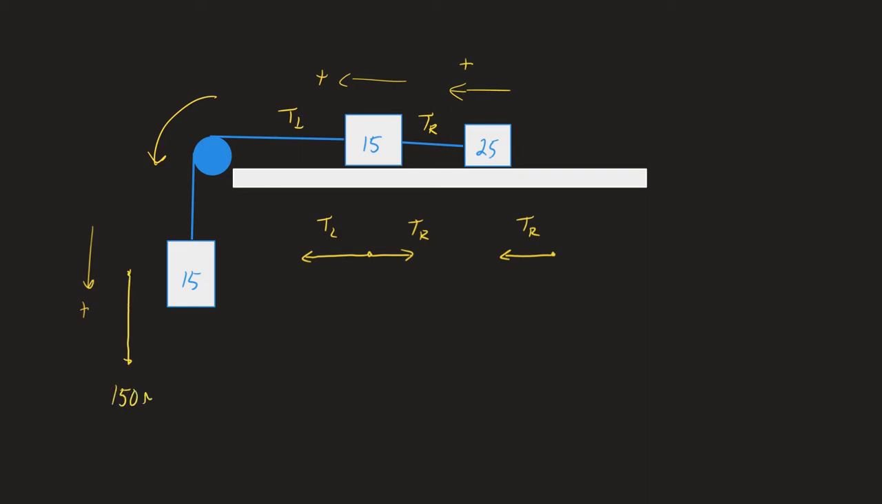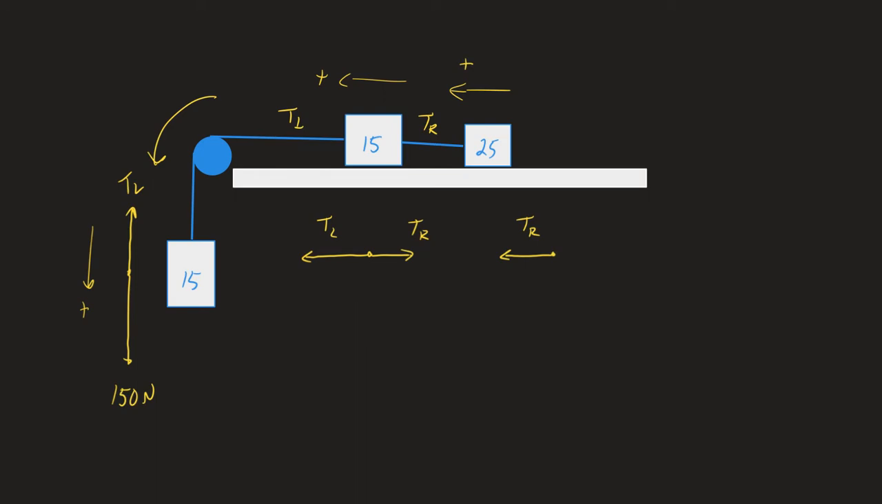150 downwards, and TL upwards. We all good? All right, so free body diagram done. Next, apply Newton's second law, apply it to every object with mass. So that's our next step.